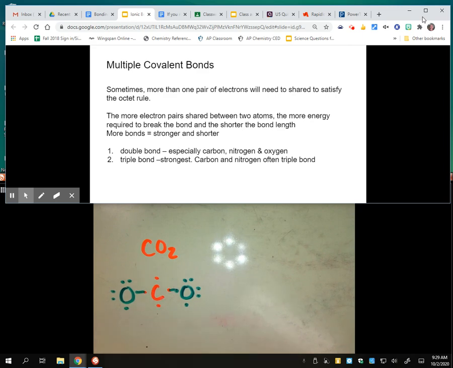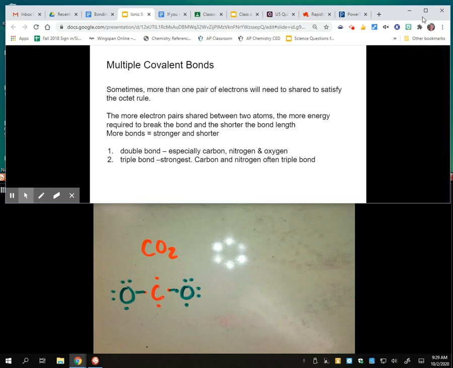Then we check to see if everyone's happy. Oxygen only has access to 1, 2, 3, 4, 5, 6, and 7, not a full octet. The same is true for this oxygen. This carbon only has access to 1, 2, 3, 4, 5, 6. It only has access to 6 valence electrons. No one's happy in this situation, and atoms aren't going to bond if they can't be happy and stable. That's what's in it for them. So this is not the correct structure for carbon dioxide.